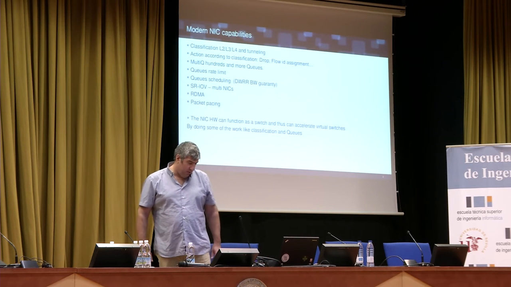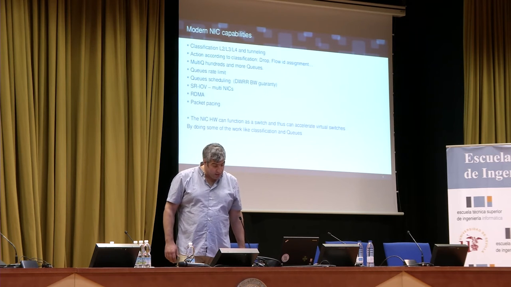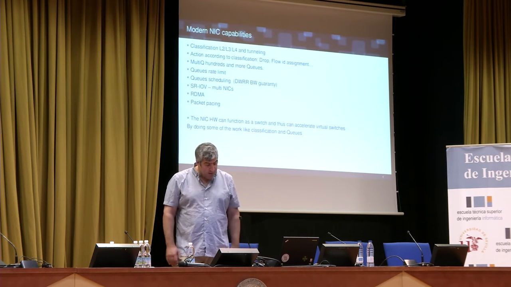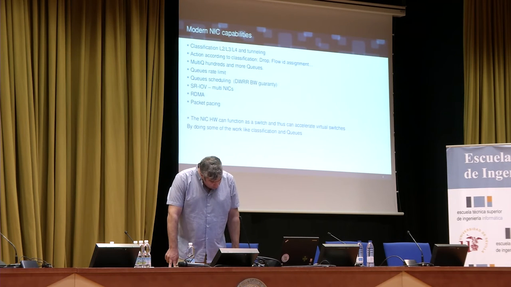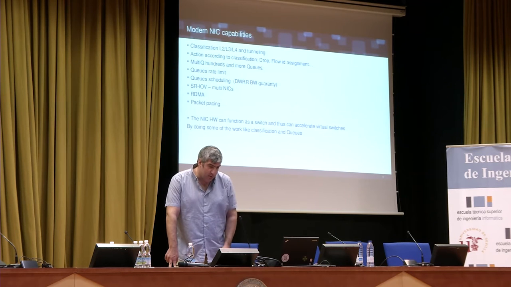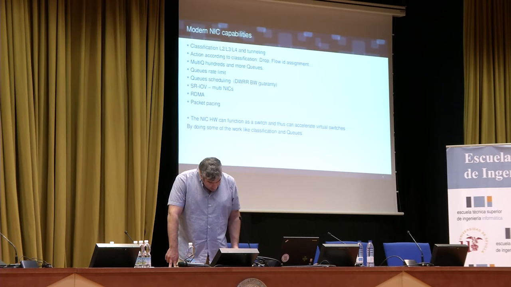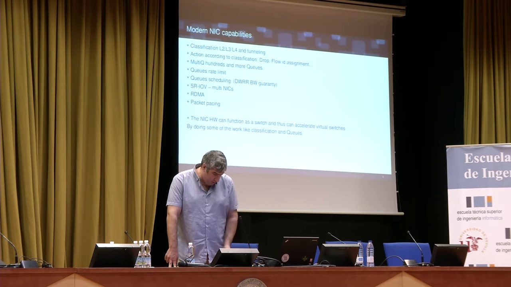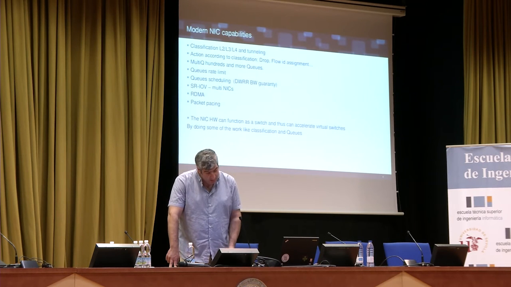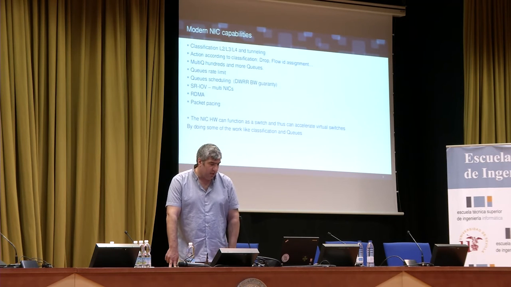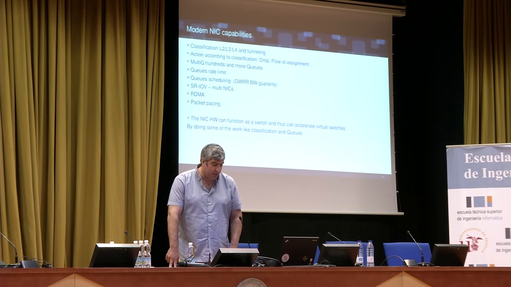So I just want to remind you what modern NIC capabilities are. We can classify any layer 2, layer 3, and layer 4, the tunneling, and also the inner headers in the tunneling. Usually almost all the new NICs can do it. We can do actions with those classifications, like dropping packets in the hardware, so you don't need to forward them to the CPU in order to drop them. We can also mark them. After the classification, we can mark them with a flow ID, so you don't need to do a reclassification in the software.